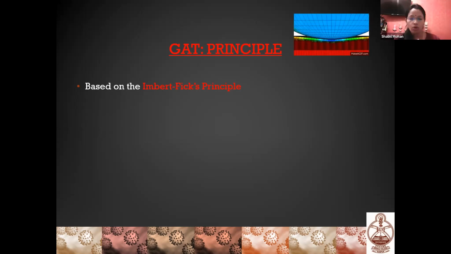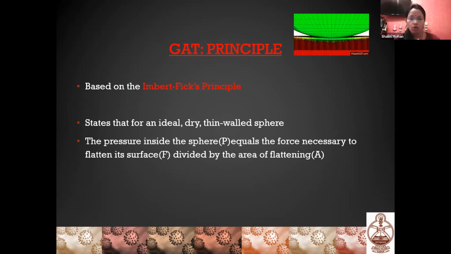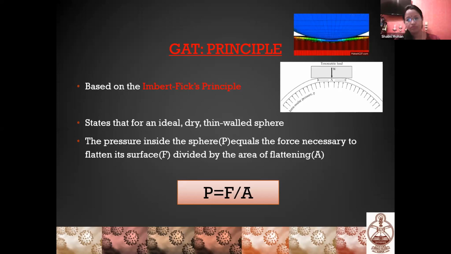It states that an ideal dry thin wall sphere, which is actually our eye, is not an ideal dry thin wall sphere, but it is an assumption which is made by this Imbert-Fick principle, which says that pressure inside the sphere equals the force necessary to flatten its surface divided by the area of flattening. So pressure can be measured by this formula of force upon area.